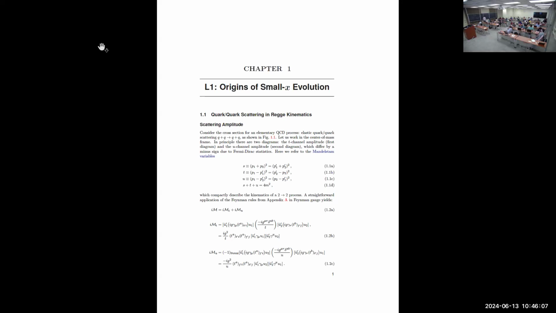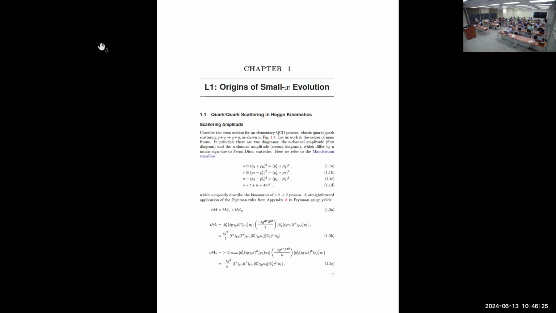This amplitude, by the way, looks like exactly what you would have had in QED, aside from the presence of the color matrices. So I would have exactly the same answer if this was a photon. I would just change the numerical factor in front. The kinematic dependence is identical.